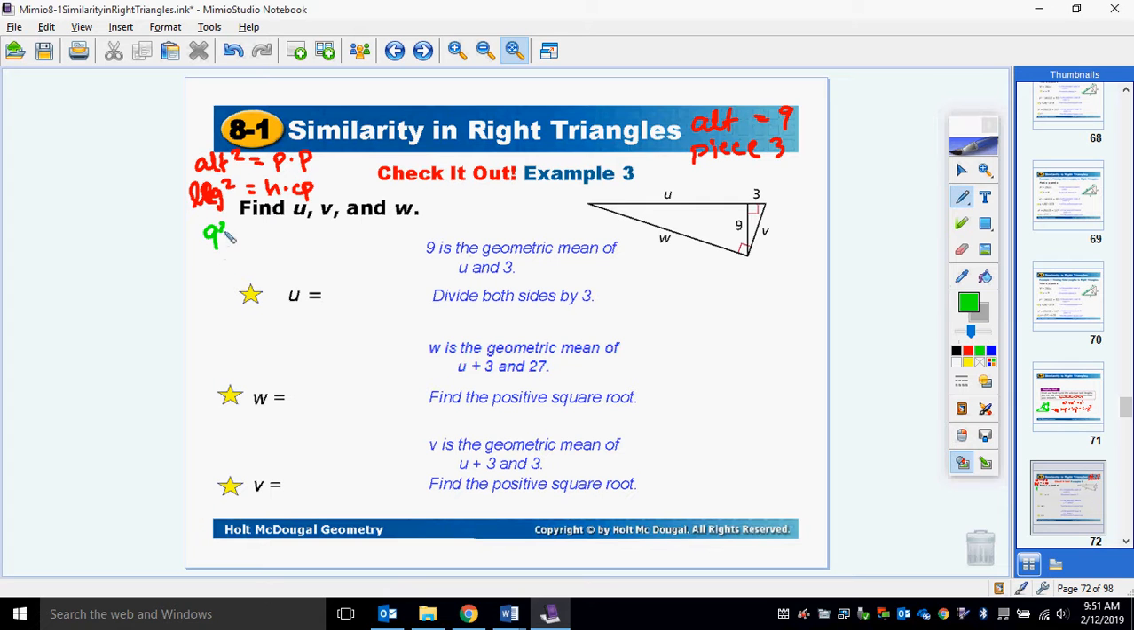So 9 squared equals one of my pieces, which is 3, times the other piece I don't know. That's u. U is my other piece here. 3 and u are pieces of the hypotenuse. So u times 3. 9 squared is 81, so I'm going to divide by 3. And 81 divided by 3 is 27. Okay, so I know u is now 27. I know my other piece.